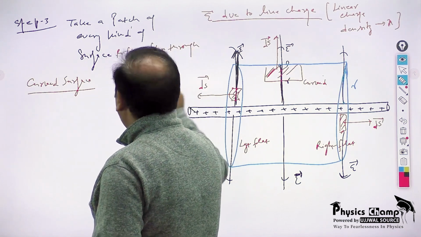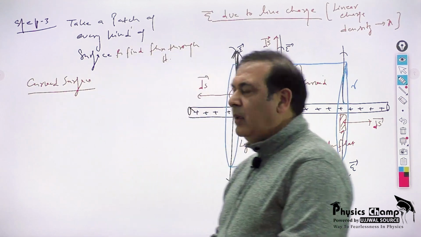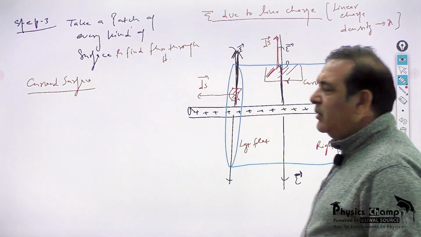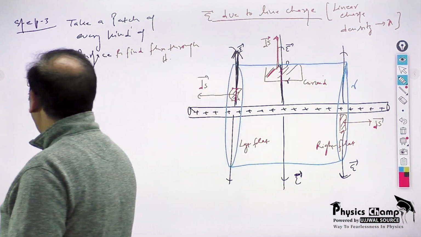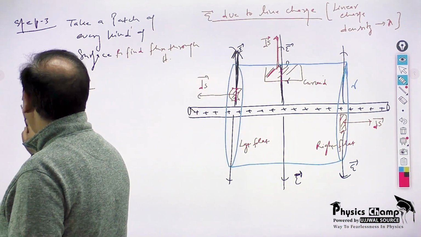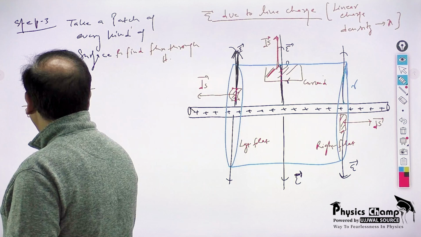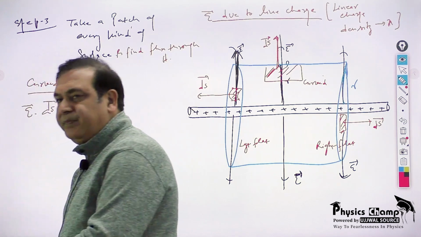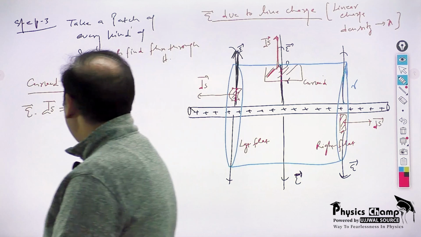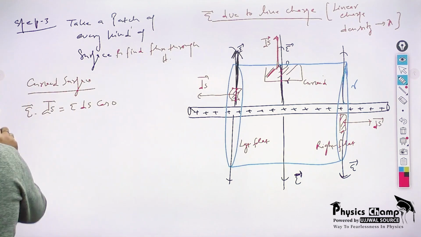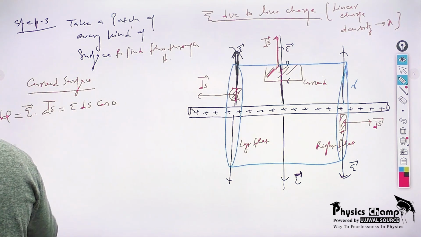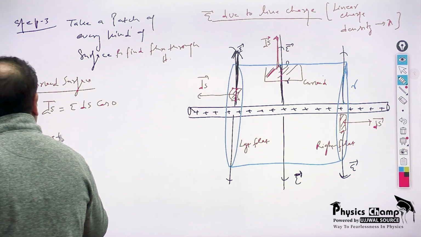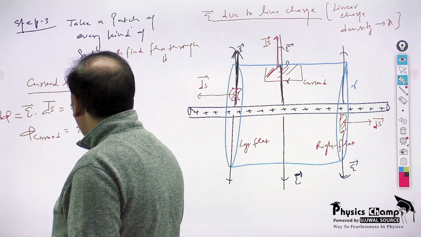This is step 3. If I take a patch on the curved surface and find the flux for the small patch, E dot dS will be E dS cos 0. So the small flux will be this much. The total flux through the curved surface will be E into dS.